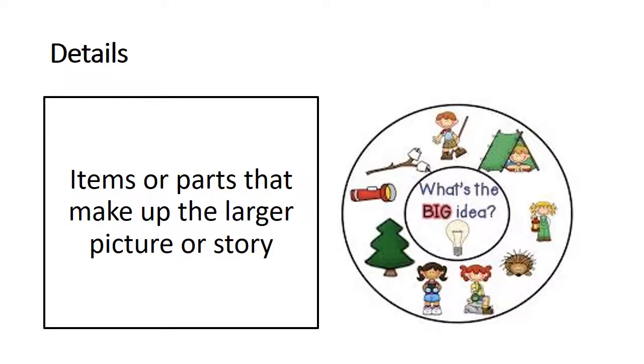The next word is details. Details are the items or parts that make up the larger picture or the story. For example, for a camping trip, you might have a flashlight. You might have a tent. You might see porcupines. All of these are the details that make up the story of a camping trip.